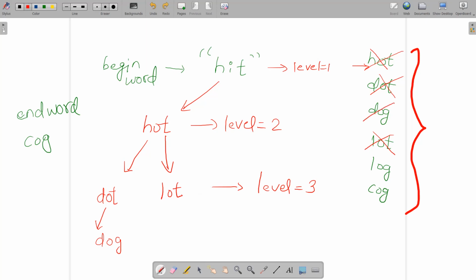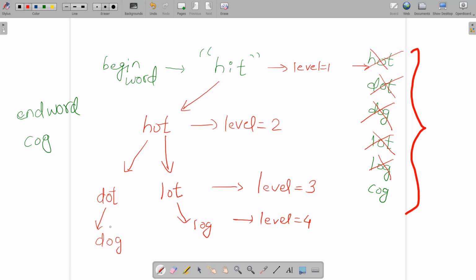Yeah, you need to extract the DOG also, as it is no longer being used. So yeah, and you need to check out LOT and LOG. Yes, you can move to LOG, because the differing character count is only one. Can we move to COG from LOT? No, you cannot move. So now the last thing that we are going to do is, this is for level equal to 4, and let's check out for level equal to 5.